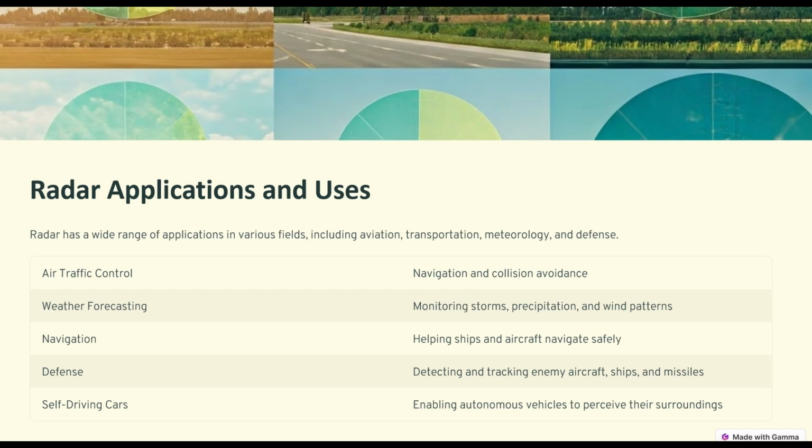Now let's look at where radar systems are used, that is, their applications and uses. Radar has a wide range of applications in various fields, including aviation, transportation, meteorology, and defense. In air traffic control, it helps in navigation and collision avoidance. In weather forecasting, it helps in monitoring storms, precipitation, and wind patterns. In navigation, it helps ships and aircraft navigate safely through their routes. In defense, it majorly helps in detecting and tracking enemy aircraft, ships, and missiles. Also, nowadays, in self-driving cars, it enables autonomous vehicles to perceive their surroundings better.